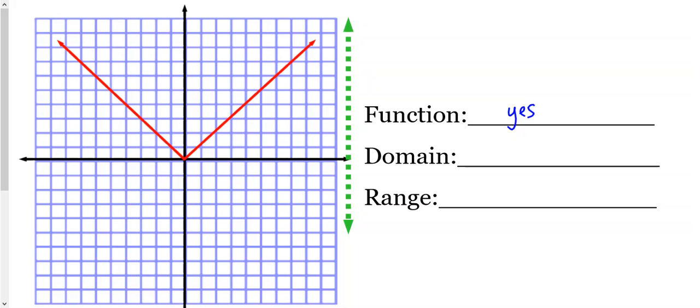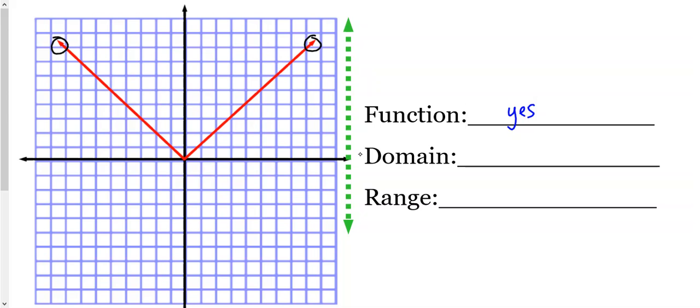Now domain and range, this is where things get a little bit different and a little bit more complicated because we have these arrows on the end of our graph. And that means this graph is going to continue forever. And the symbol we use for forever is called infinity. And you can have a positive infinity, which means it's going to continually go towards the positive numbers forever. And you can have negative infinity, which is going towards the negative numbers forever.